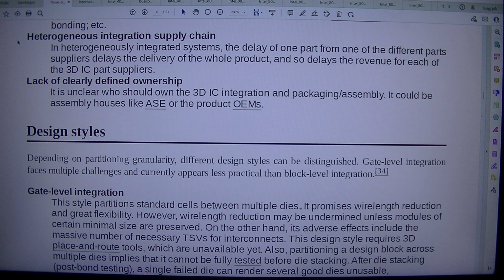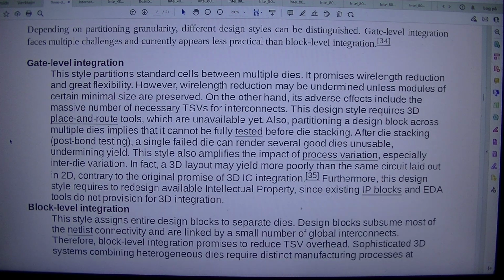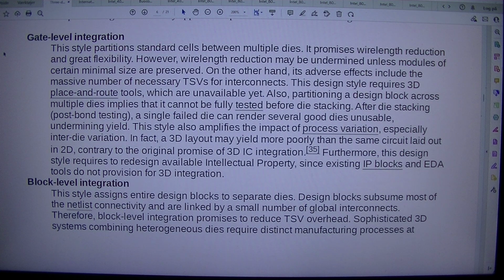Design styles. Depending on partitioning granularity, different design styles can be distinguished. Gate-level integration faces multiple challenges and currently appears less practical than block-level integration. Gate-level integration. This style partitions standard cells between multiple dies. It promises wire-length reduction and great flexibility.